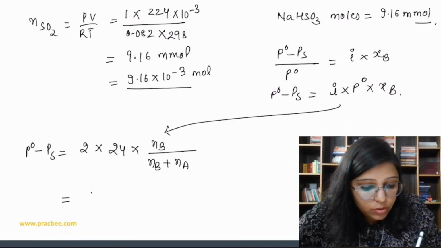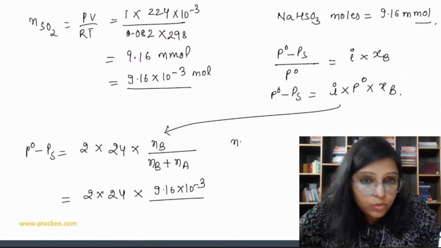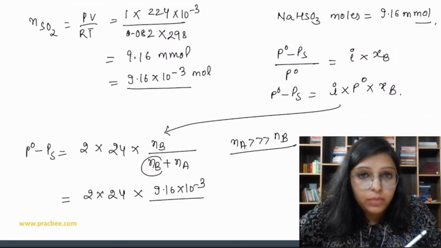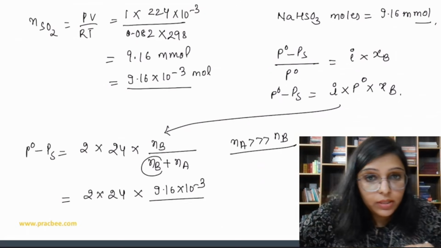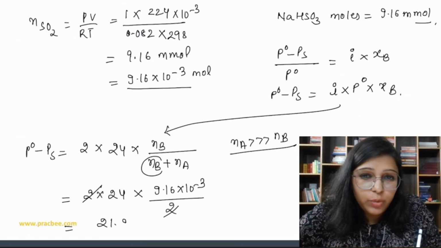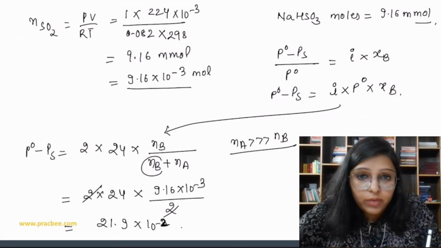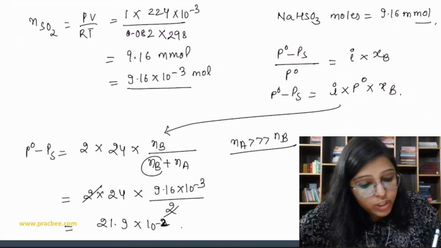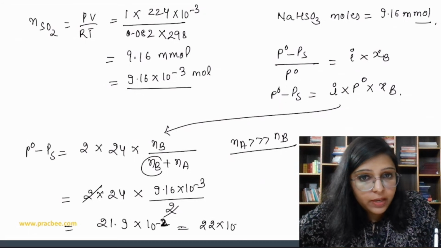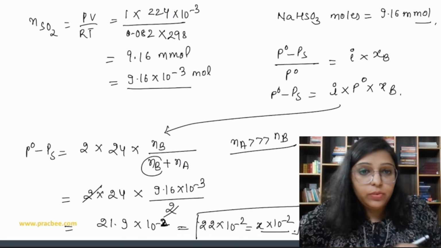So this is 2 into 24 into number of moles, 9.16 into 10 to the power minus 3, and we know that Na is too much in comparison to Nb, so we are going to ignore Nb from Na, and we write divided by 2. On solving this, we get 21.9 into 10 to the power minus 3, which we can write as 22 into 10 to the power minus 2. So the x value is 22. Okay, so the answer is 22.